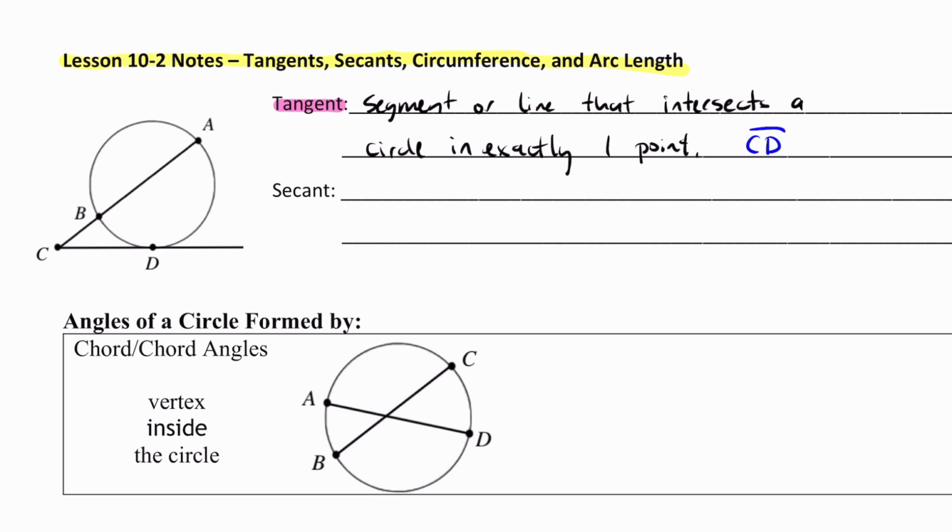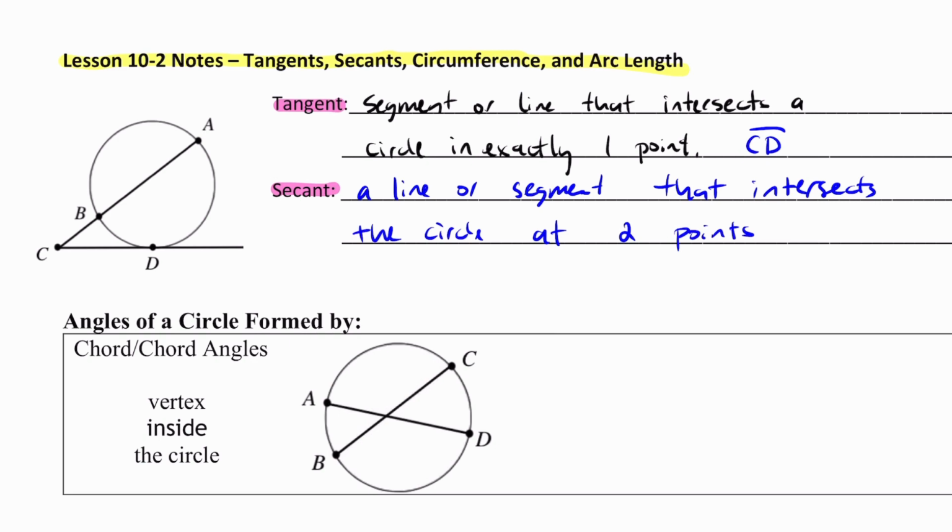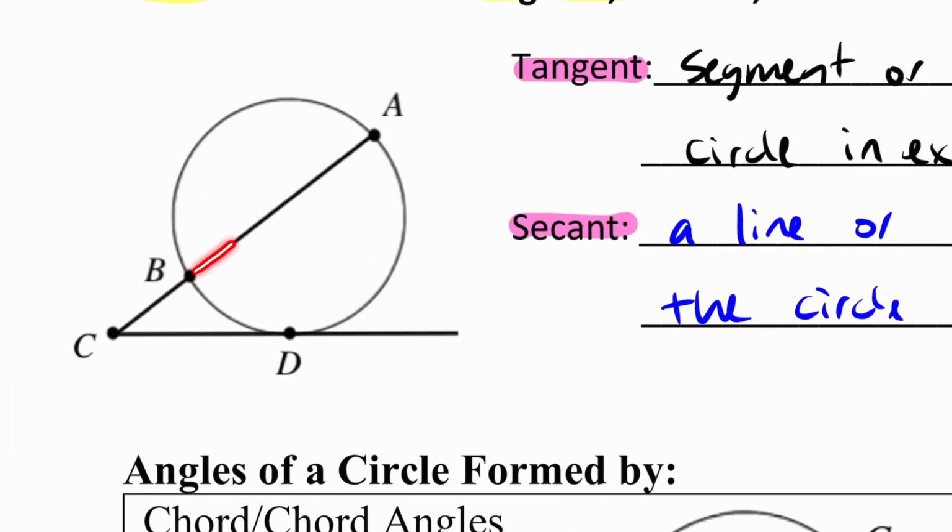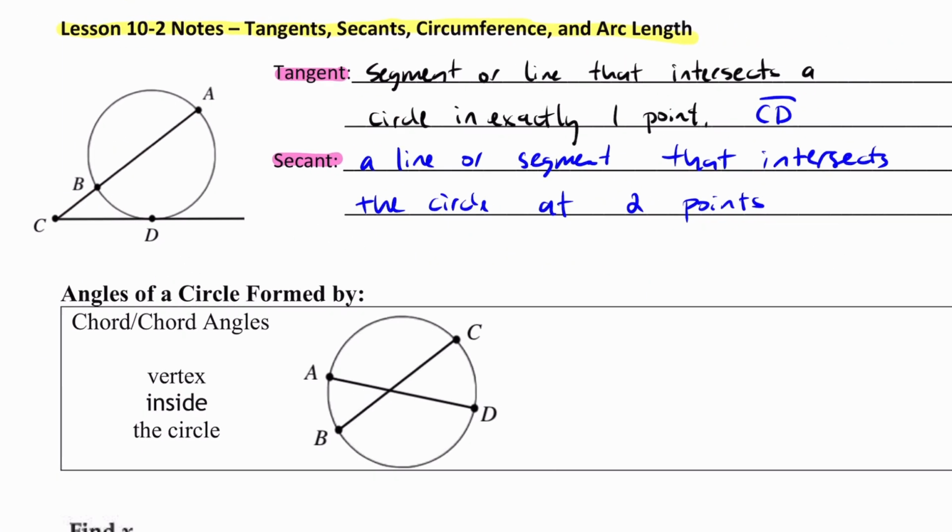Now, a secant is basically an extended chord. It's a line or a segment that intersects the circle at 2 points. Looking at this picture, we have a chord, but it's basically extended, right? So this is what we call a secant. So segment CA is a secant.